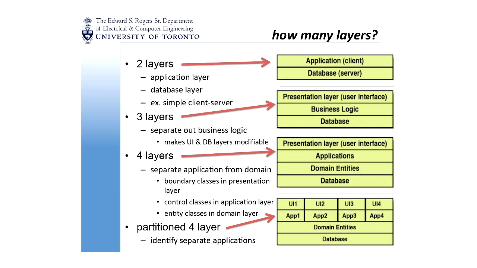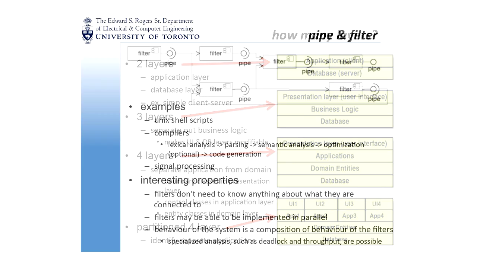The number of layers depends on the system's complexity. A two-layer system is a simple client-server model. A three-layer system separates out business logic, which makes the UI and database layers easy to modify. A four-layer system goes further by separating application logic from domain logic. We can even have partitioned four-layer systems to identify entirely separate applications sharing the same domain and database.